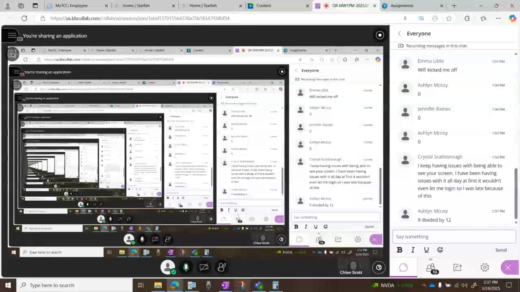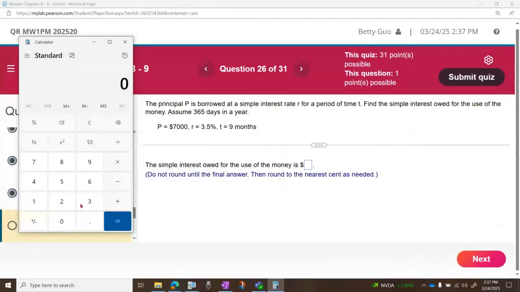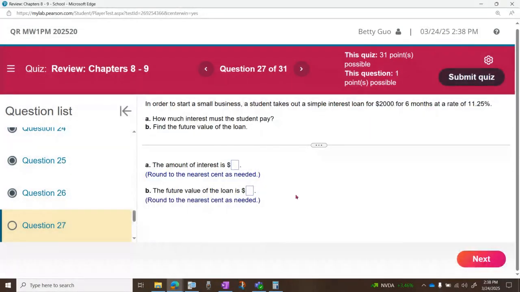3 quarters. Very good. So when we process this problem, we multiply the principal, 7 grand, 2, 3, times the rate, 3.5%, 0.035. And that's how much interest for 1 year, times 0.75. That's how much interest for 3 quarters. $183.75. Do not round until the final answer, then round to the nearest cent. Okay, very good.